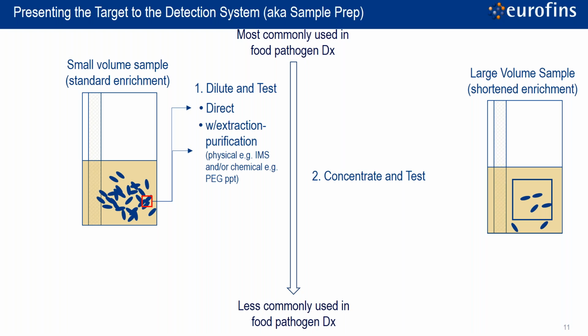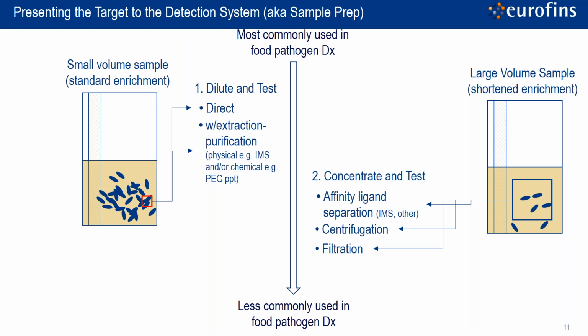So for the small volume samples, the classical way we do things today, you take the sample, a small volume, you test it directly, you dilute it into something, and then you test it. You can also do some sort of extraction or purification. This could be a physical separation, like an IMS step, or a chemical separation, like a PEG precipitation. There's all sorts of things that are done there.